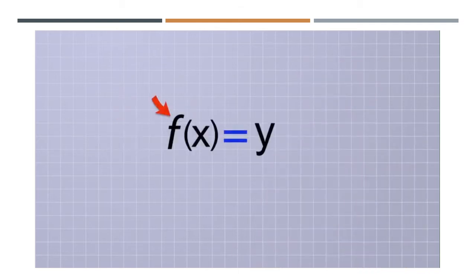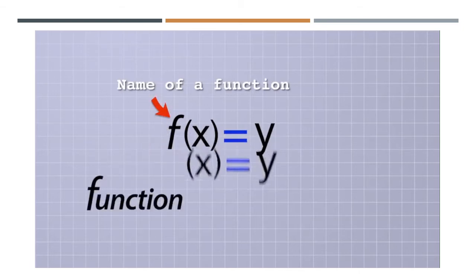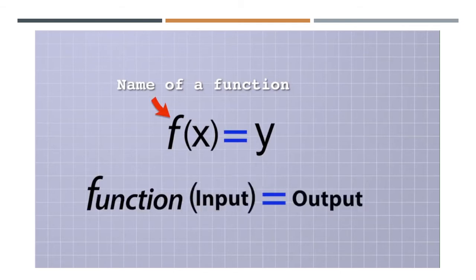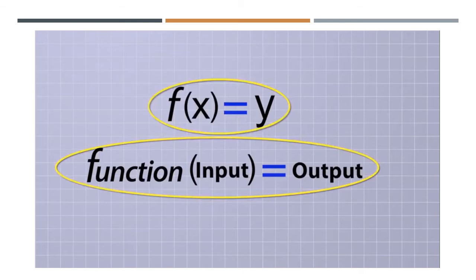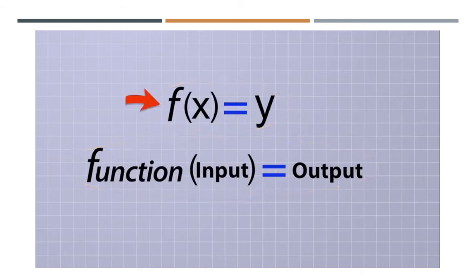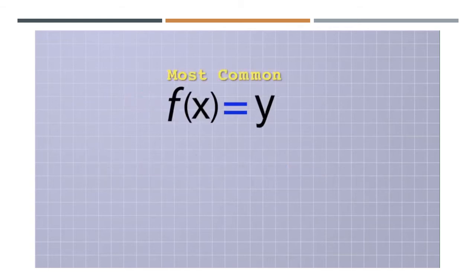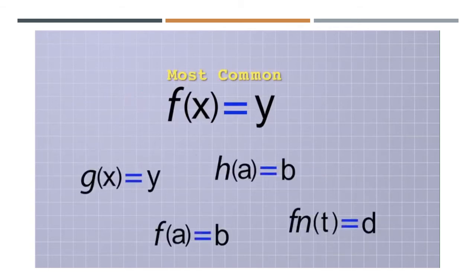In this case, f is not the name of a variable, and it's not being multiplied. Instead, f is the name of a function. It would be a lot more clear if mathematicians just used the entire word function as the name, and then used the names input and output instead of x and y. These two notations mean exactly the same thing, but the first one uses an abbreviation for the function name and standard variable names for the input and output. These are the most common names, but you could use others if you wanted to.